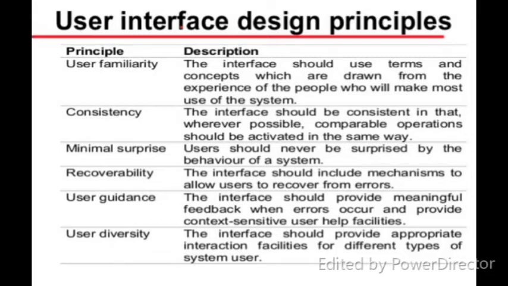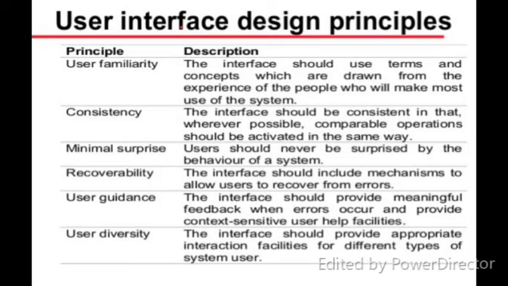Number one is user familiarity. The interface should use terms and concepts which are drawn from the experience of the people who will make most use of the system. Consistency. The interface should be consistent in that whenever possible, comparable operations should be activated in the same way. Minimal surprise. Users should never be surprised by the behavior of a system.